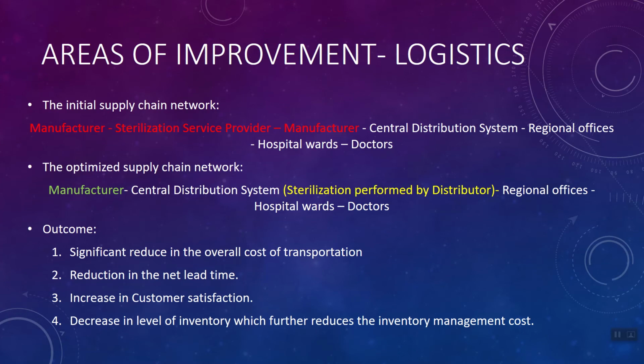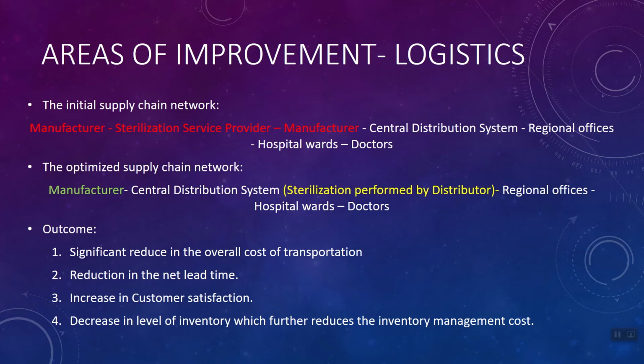What were the areas of improvement? So I conducted analysis in each and every area. So the first area was logistics. Here, this is the initial supply chain network. So the goods from manufacturer go to the sterilization service provider for sterilization and then back to the manufacturer. Again from the manufacturer it goes to the central distribution system.